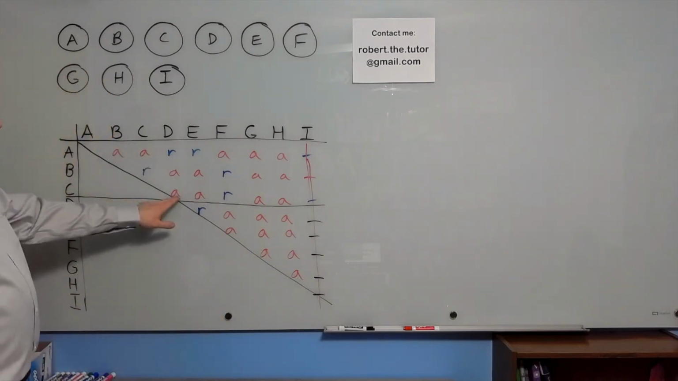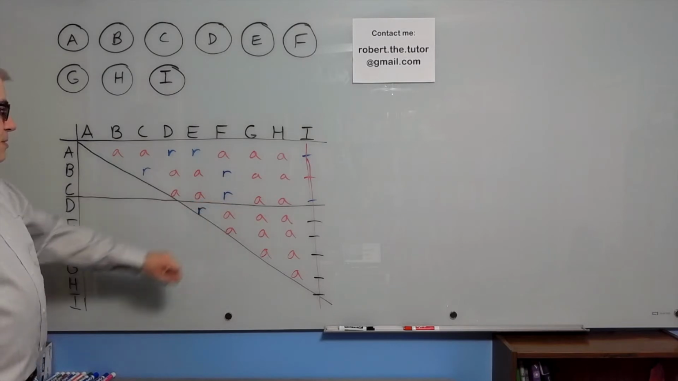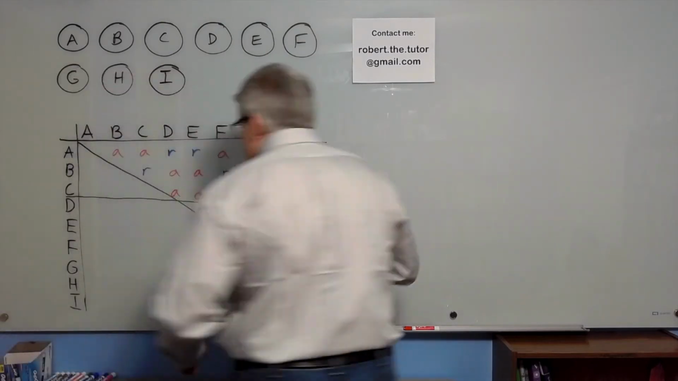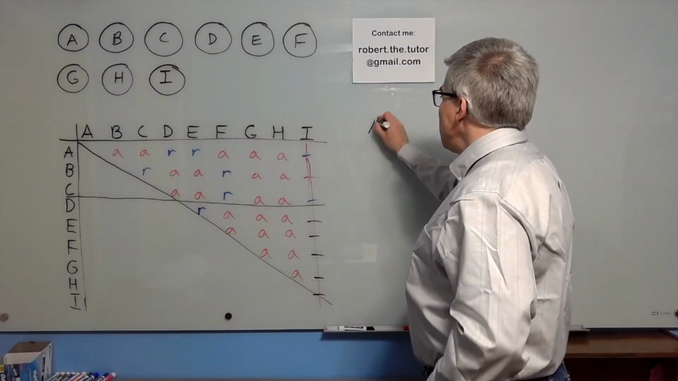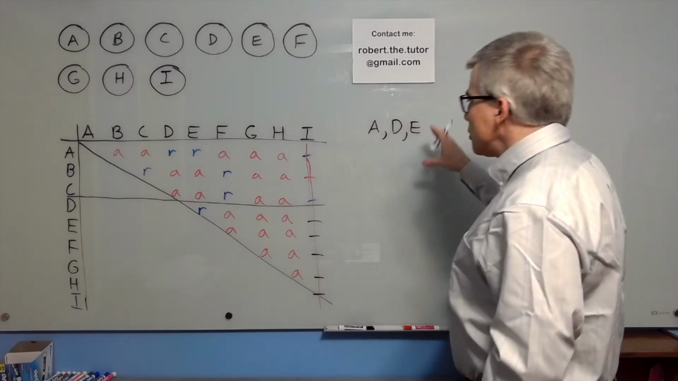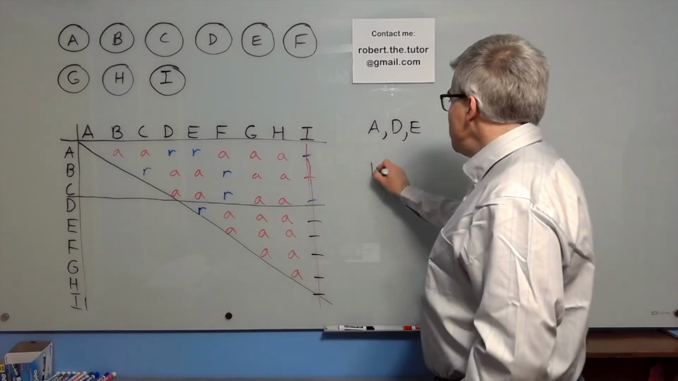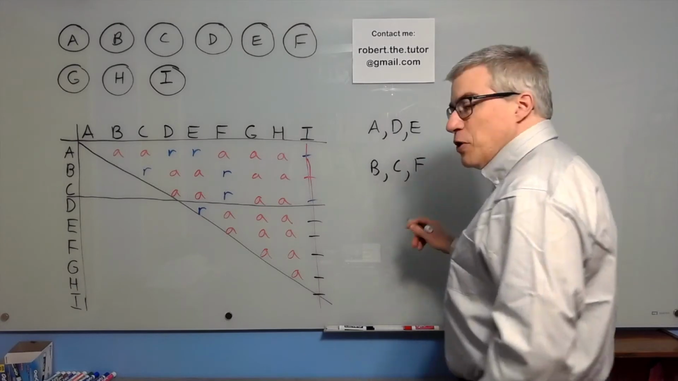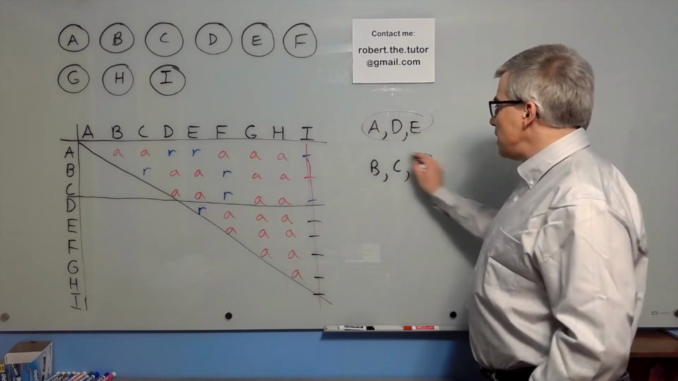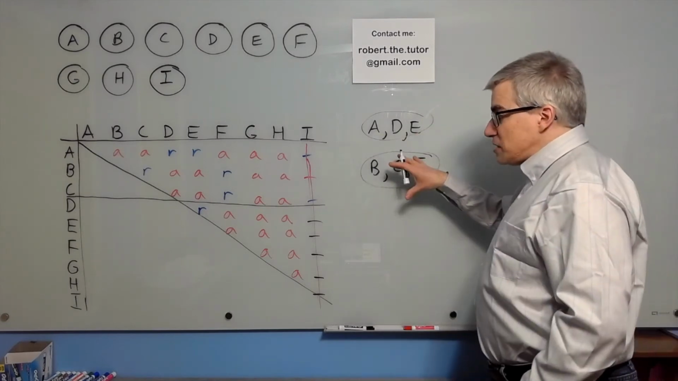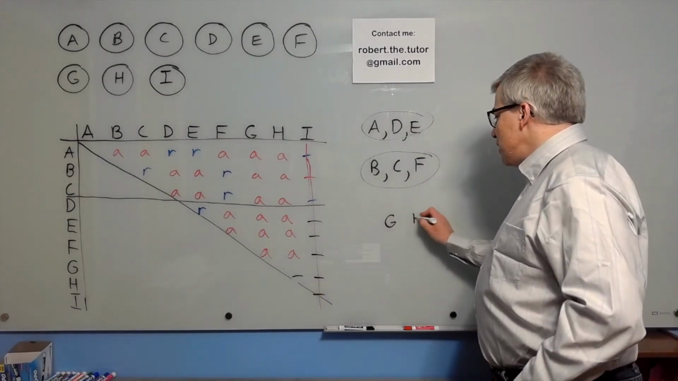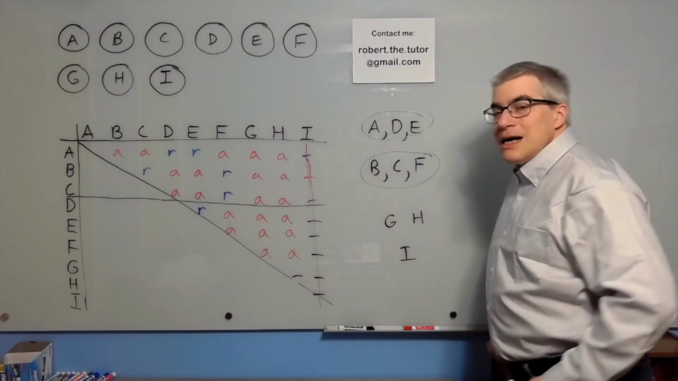Now C attracts D and E and repels F. D repels E and attracts F. So if we look at things that repel each other, A and D and E are all in a group that they all repel each other. B, C, and F all repel each other. And it turns out that anything in this group attracts anything in this group. All of these will attract G and H, except if you put G and H together, nothing happens. And then I is basically in a class by itself.